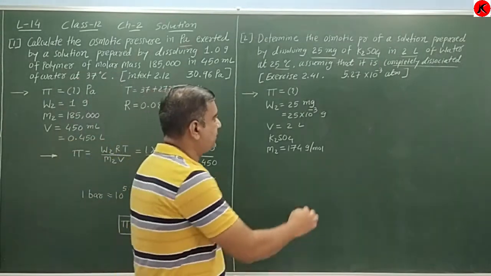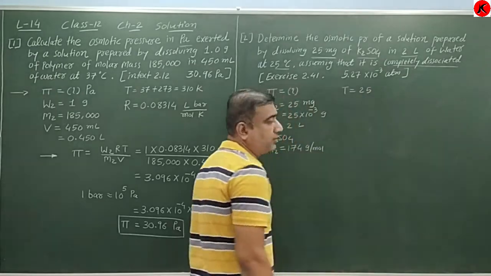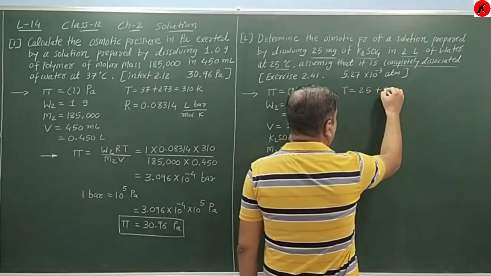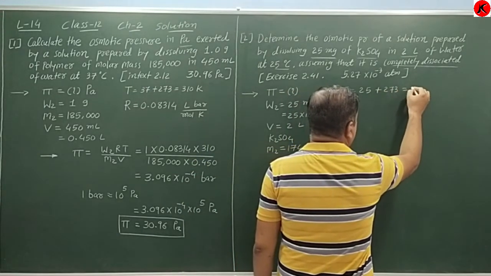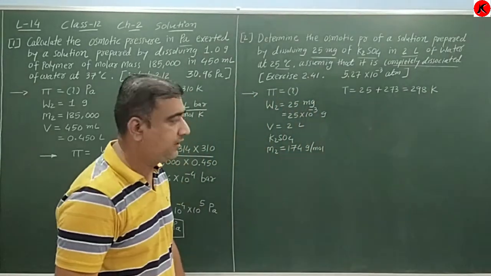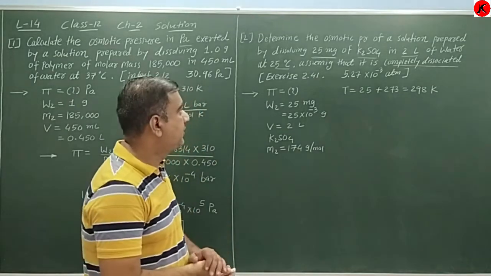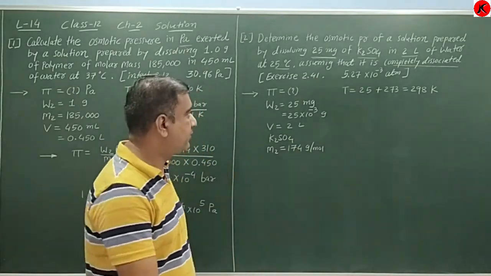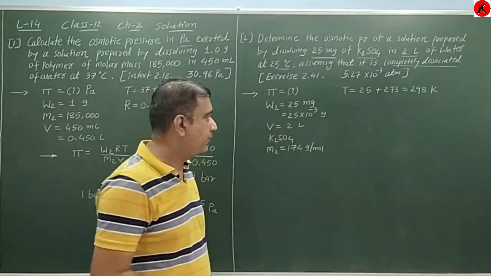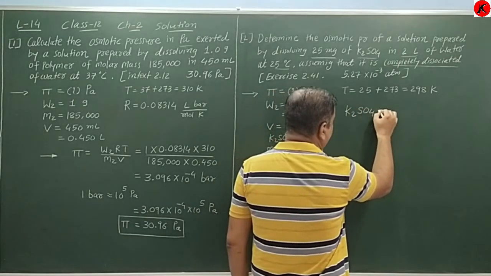Now temperature is given, 25 degrees Celsius. So convert into Kelvin. Always use temperature in Kelvin. So 25 plus 273, that means 298 Kelvin temperature. Now K2SO4 is given. It is completely dissociated. K2SO4 is an ionic compound, so it is completely dissociated.